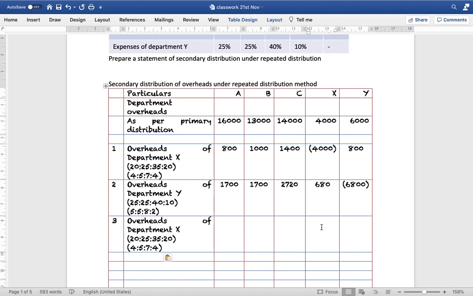Overheads of department X, 680. This will be shared in the ratio of 4 is to 5 is to 7 is to 4. So 136, 170, 238, 136.